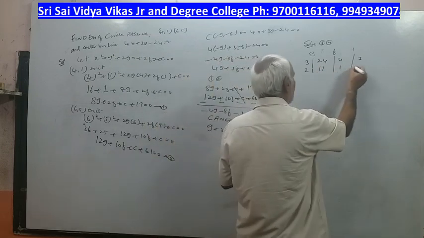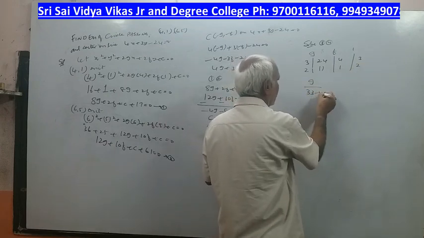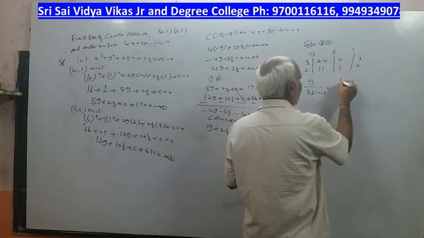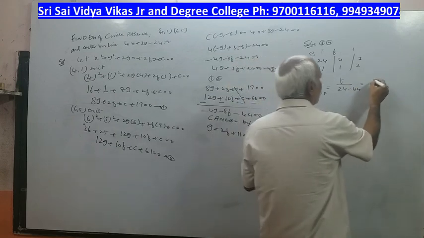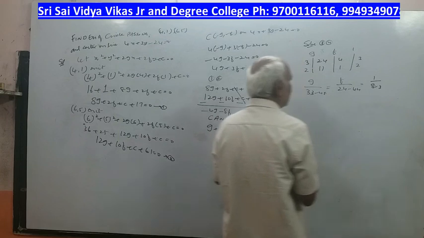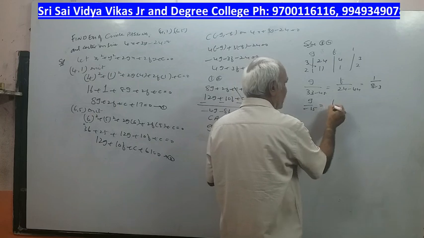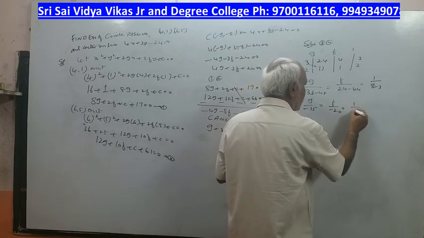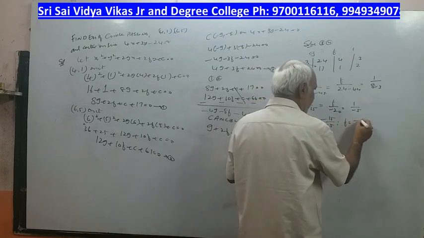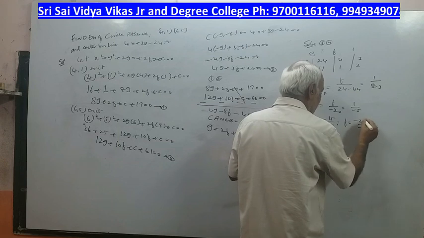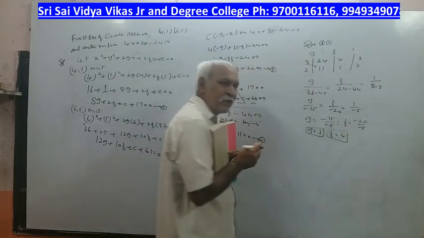Next 1, 2. So g by 33 minus 48, then f by 24 minus 44 is equal to 1 by 8 minus 3. Cross multiplication. Okay, so g by minus 15, f by minus 20, 1 by minus 5. So g value is minus 15 by minus 5, f value is minus 20 by minus 5. So what is the g value? 3. What is the f value? 4. You got the g value and f value.